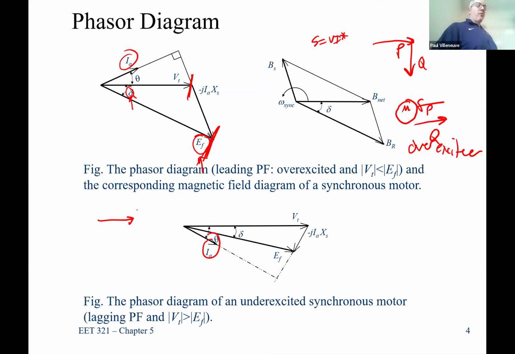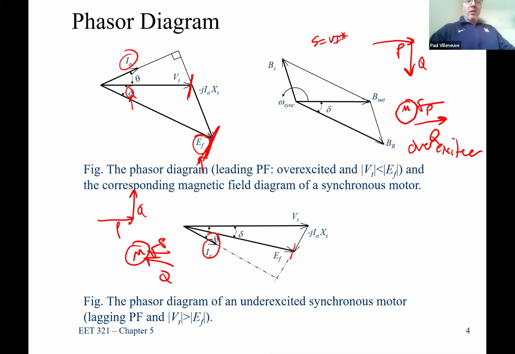Because the current lags the voltage. And when I run that through S equals VI conjugate, I get P and Q. So from the motor's perspective, P is in and Q is in. It's underexcited because the excitation on the machine, that field current that's going into the machine, is not large enough to support the magnetic needs that that machine has. So that's why it's underexcited. Over here, it's overexcited because you have more than enough excitation in the machine to support its needs. It's actually dumping it out.